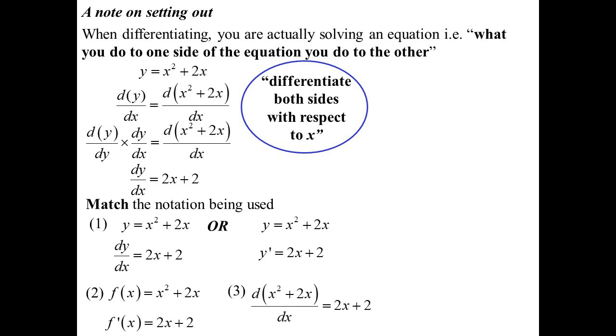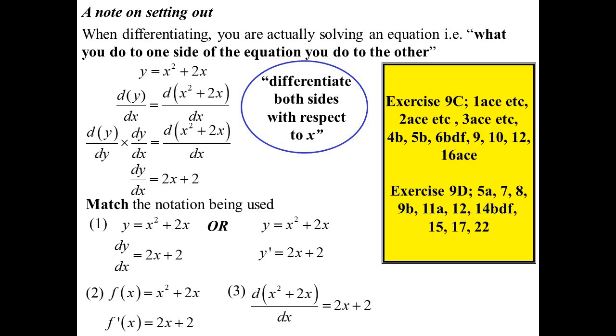If they had said d/dx of x squared plus 2x, then it's simply, oh, well, that equals this. When I differentiate this with respect to x, I get this. So the setting out is important. Let's have a look at these ones, 9c and 9d.